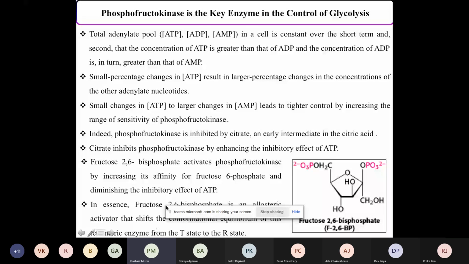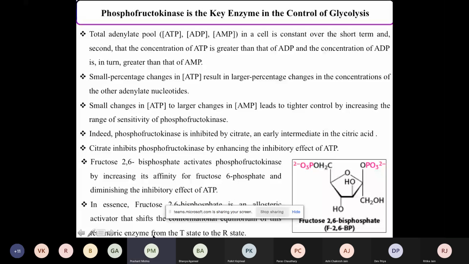Now, as I said, this is an activator. It shifts the concentration. So far I have not talked about the enzymatic regulation, but when you see the allosteric enzyme phosphofructokinase, this fructose 2,6-bisphosphate activates it. How does it do that? It binds with phosphofructokinase at the allosteric site, and it converts the enzyme from the T state to the R state.